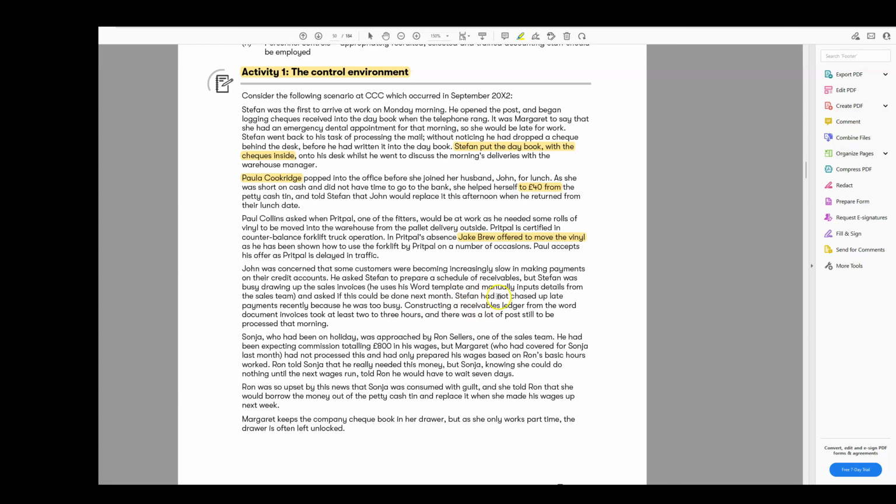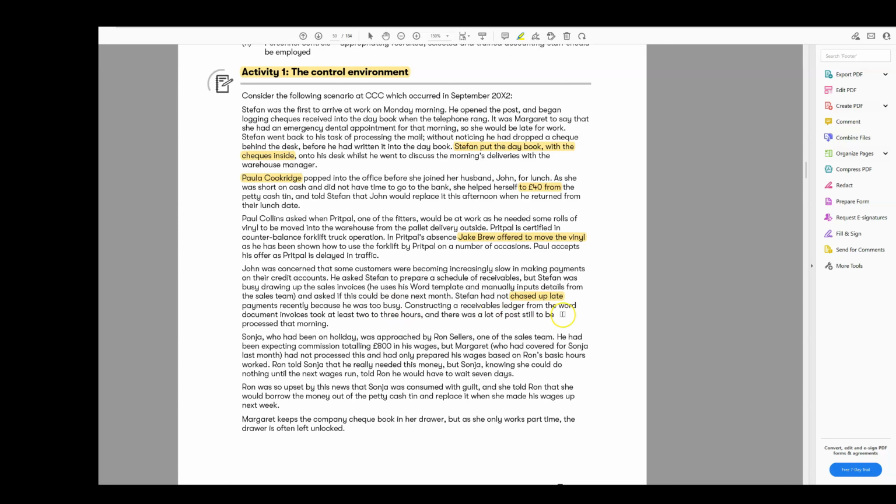So if you don't chase your credit customers, normally they will not pay. If they don't pay, you have to tell them your payment is outstanding. So there is not a good credit control process in this organization. That's a weakness.